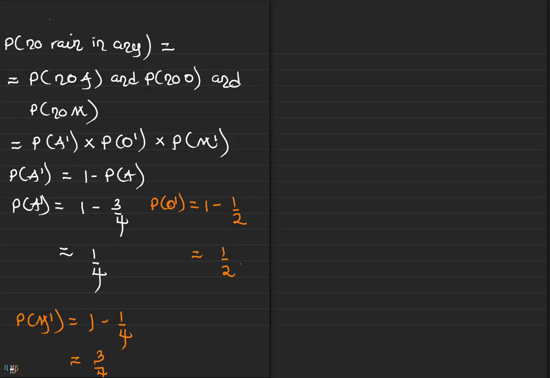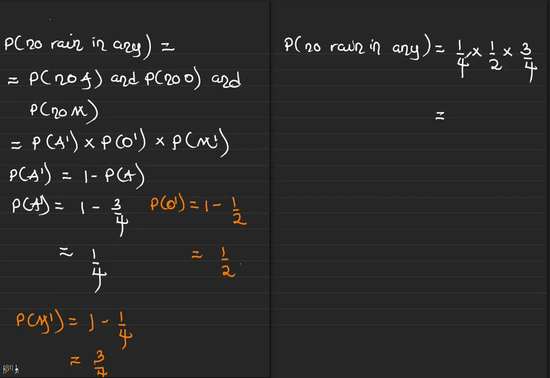So substituting this then gives us the probability that there will be no rain in any is going to be equal to no rain in A, which is 1 over 4. So 1 over 4 times no rain in O, which is 1 over 2. Then times no rain in M, which is a 3 over 4.